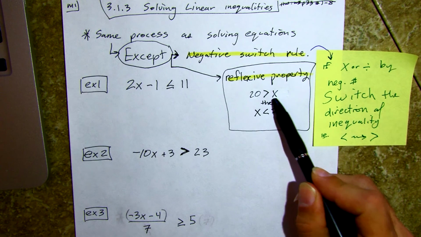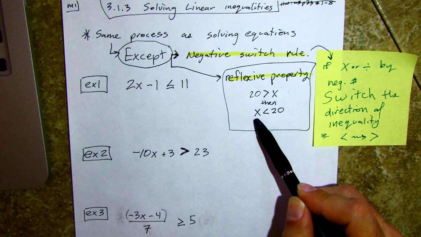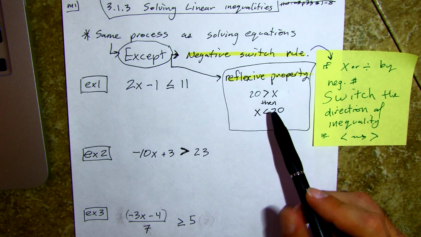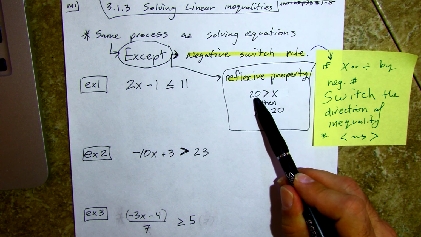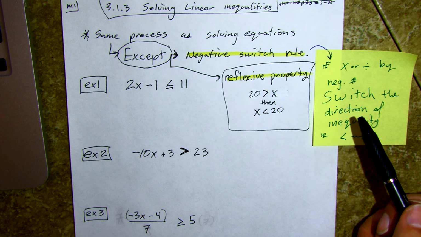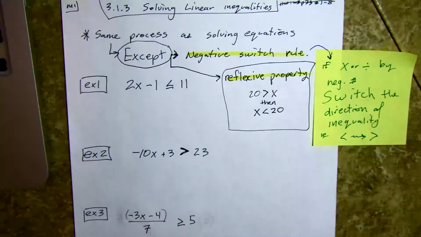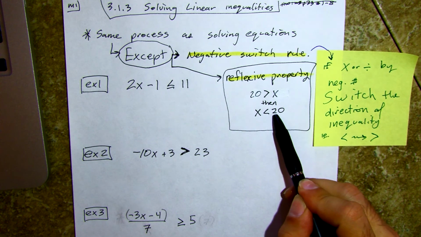So if you end up with an answer where your x is on the right side and you're like, I really don't like that, I want to have my x on the left side like how we normally do, then what you want to think about is, what is this sentence saying? It's saying that 20 is greater than x. So think about that. If 20 is greater than x, then x is less than 20. These are exactly the same statements.